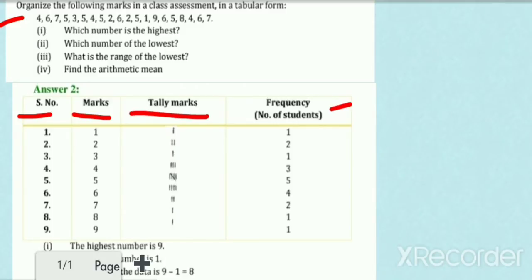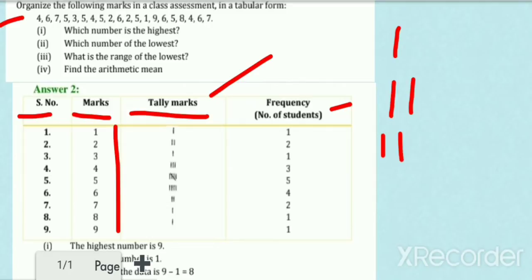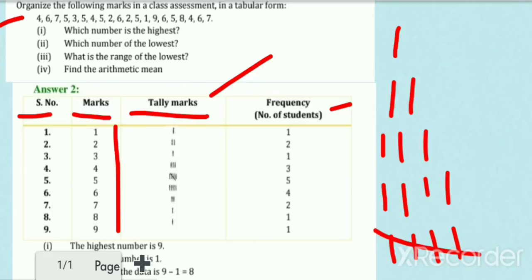Frequency means how many times these marks have appeared in the question, what their frequencies are. Okay, and now tally marks: suppose we have to write 1, so tally mark 1 for 1, 2 for 2, 3 for 3, 4 for 4. But when we write 5, firstly we write 4 and this becomes 5. Suppose we have to write 6, so 1, 2, 3, 4, 5, this is 5 and this becomes 6, so this is equal to 6. Okay, these are tally marks.